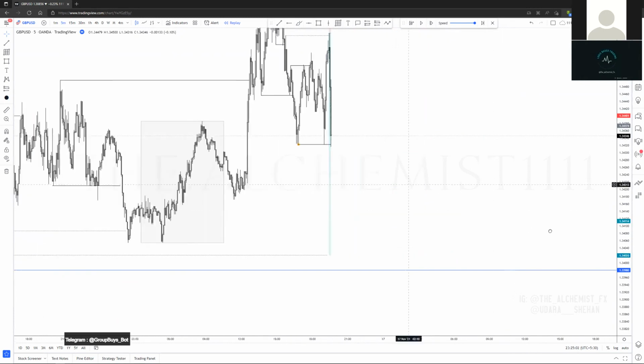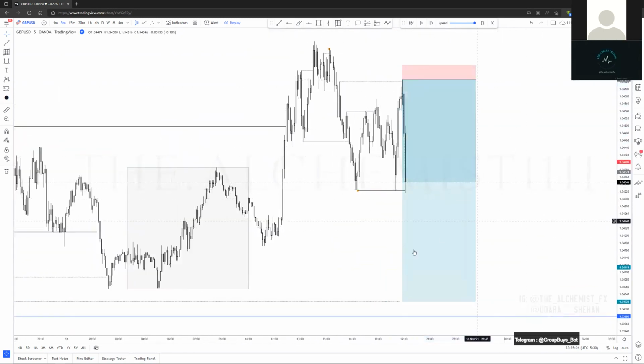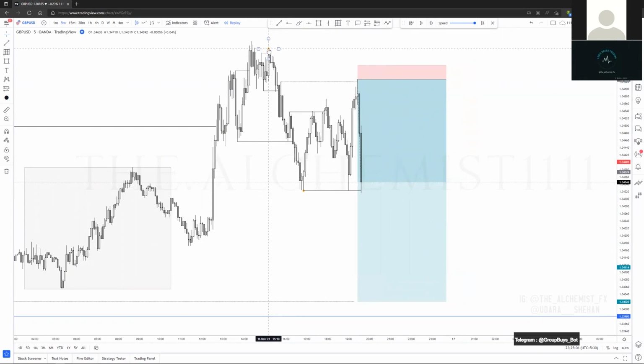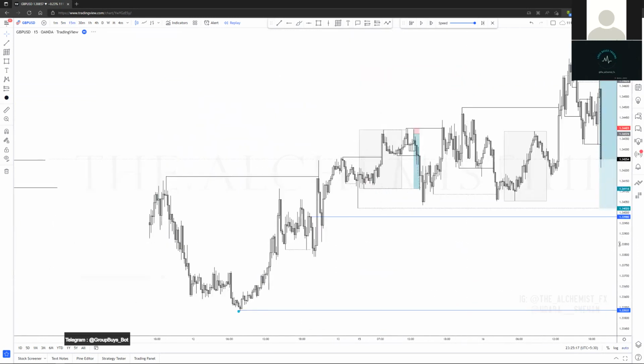You can even target that. But the best thing to do, since we are in a retracement of the higher time frame zone, is just take off everything in here. That's all you need. But since you know that there is a lot of liquidity down here, you can even hold it.